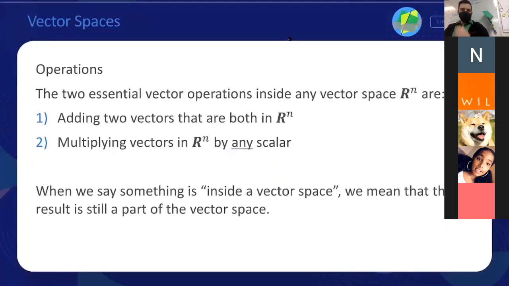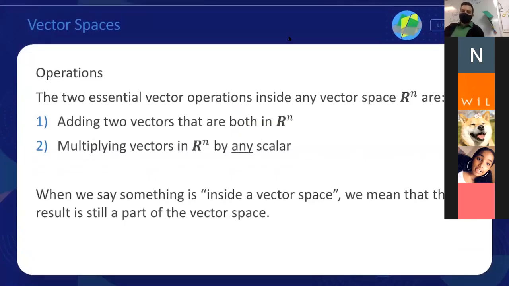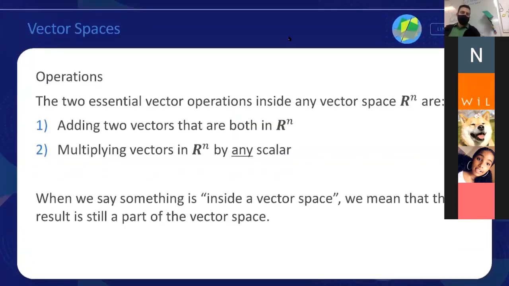All right, so the main operations that every vector space has, the two essential operations, are adding two vectors from the same space or multiplying by a scalar. Okay, lots of vector spaces have other things you could do, right? We have cross products and dot products in certain vector spaces or whatever. We have other operations too. These would be your essential operations.